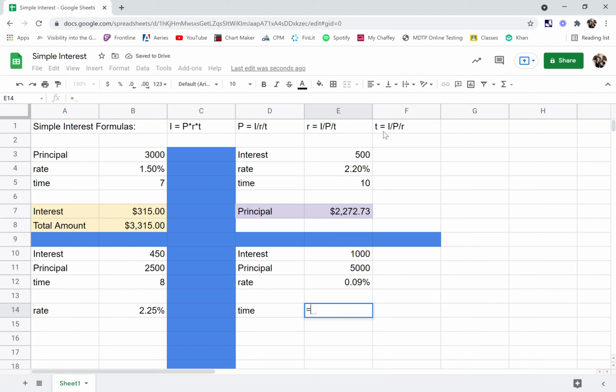Let's see. So time is equal to the interest divided by the principal divided by the rate. It's funny, 222 years. Well, that's hilarious. But there you have it. There's your interest calculator. Hope that works out for you.